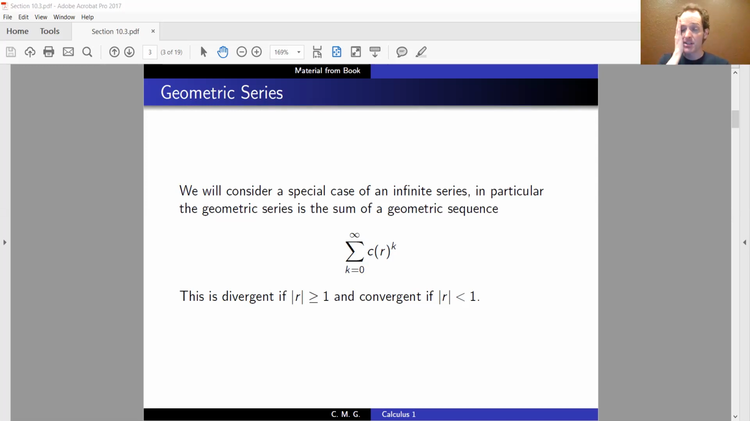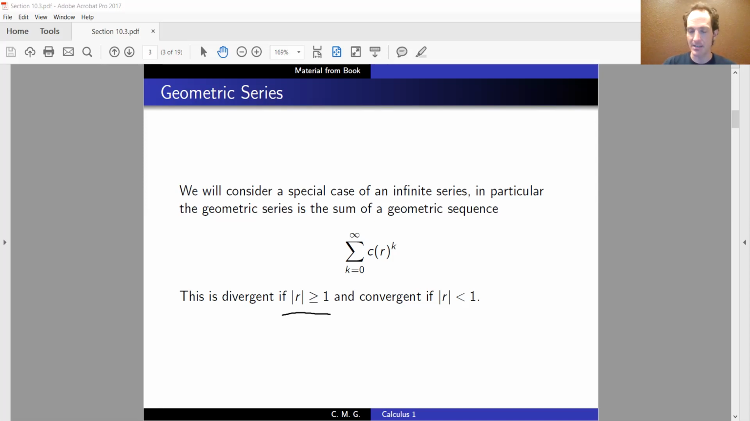This is a divergent series if the absolute value of r is big, and in fact bigger than or equal to 1. So if this thing is bigger than or equal to 1, you're going to diverge, because you're getting more terms that have bigger numbers, or at least the same or bigger numbers, and you're adding them all together. That gives me a bigger number as I'm adding. And so what I get here is an infinite value in the end.